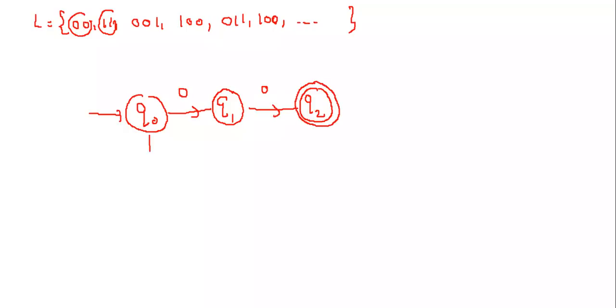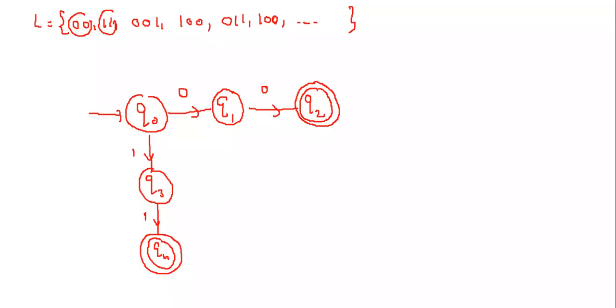Suppose, what about two consecutive ones? On Q0, if I receive 1, I am going to some Q3. From there I receive 1 again, and I am going to Q4. Now I am making this a final state. So this is the minimum string diagram for the given language.